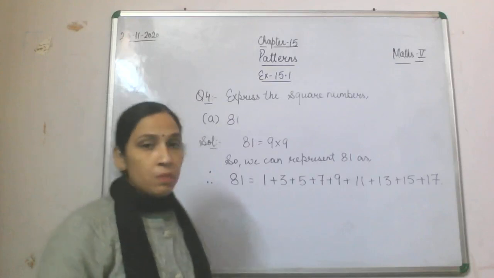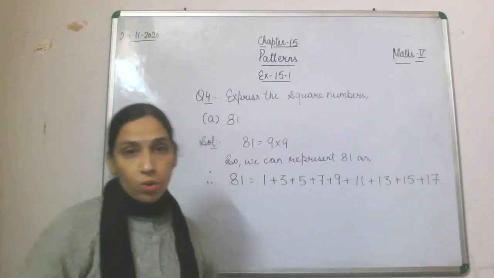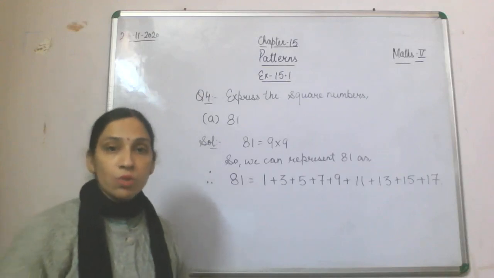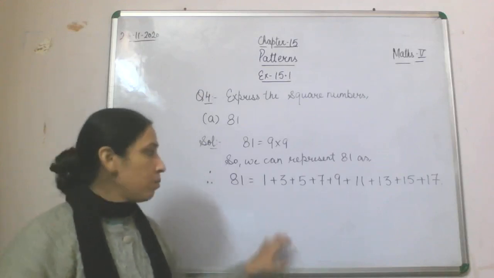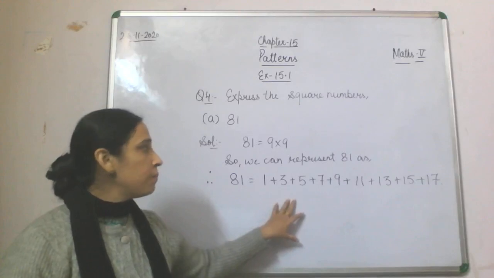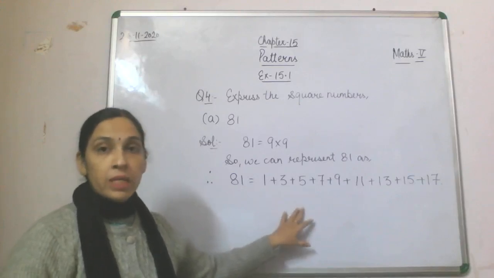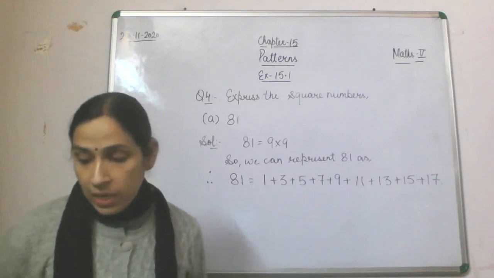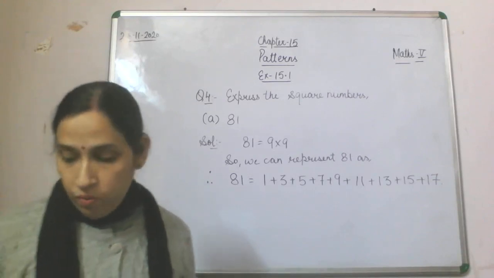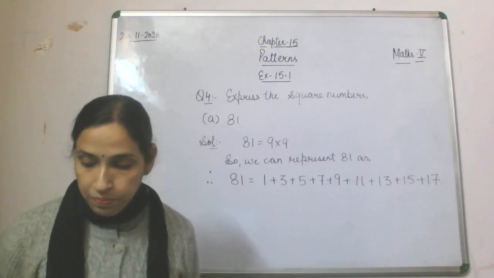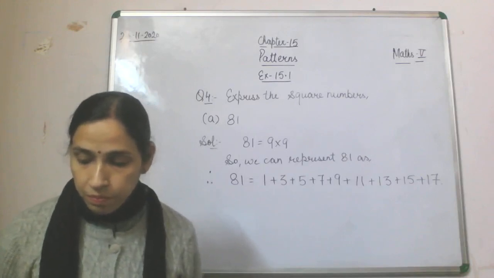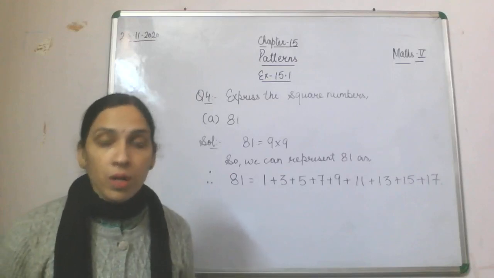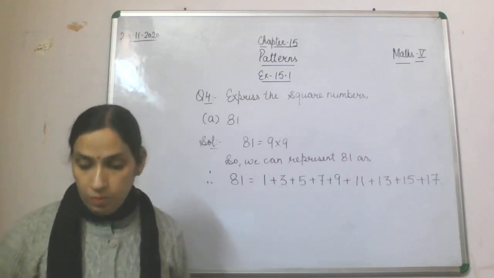Similarly, we have the next B part, 144, which you can also represent in the same way. 144 is the square of 12. So here I am going to add 3 more numbers, 17, then 19, then 21, then 23, and that will become your 144 can be represented as the sum of the first 12 odd numbers.